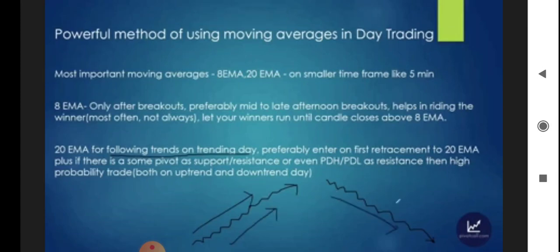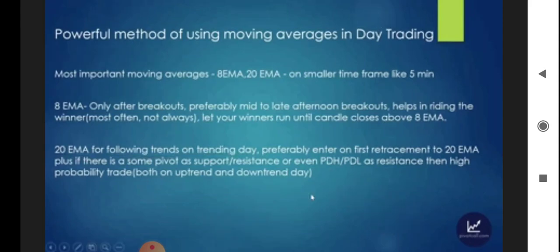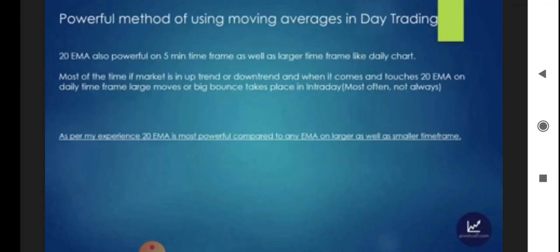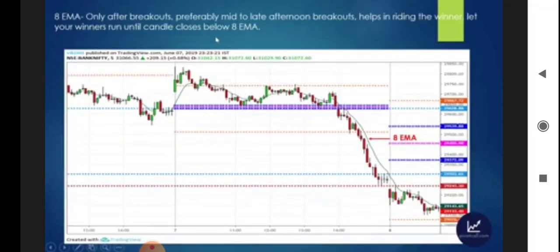On such days, I use 20 EMA. That is how 20 EMA helps me take the best entry on a trending day. I'll show you on the chart so that you will understand much better. 20 EMA is also powerful on the 5 minute time frame as well as larger time frames like the daily chart. I have seen it working well even on the daily time frame. So now let us see on the chart.